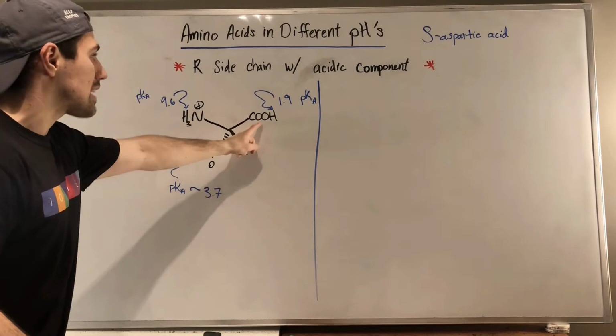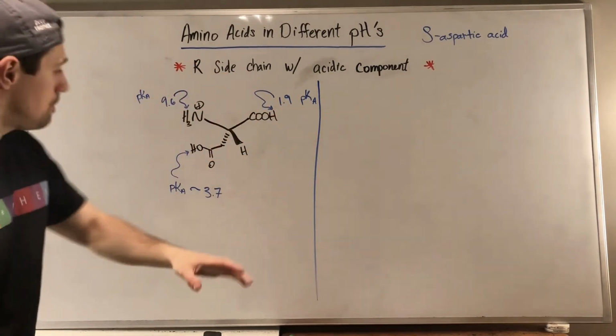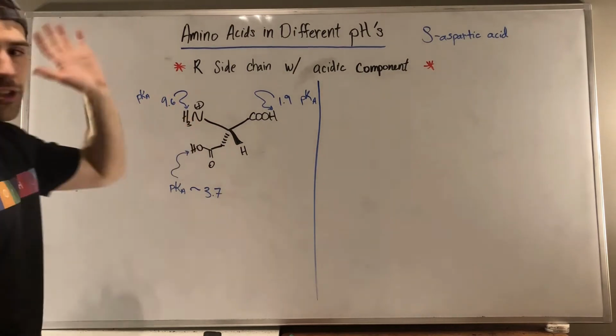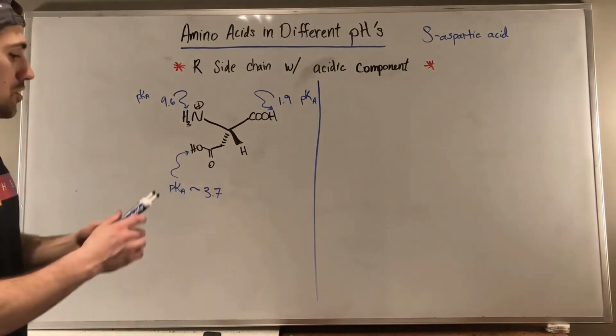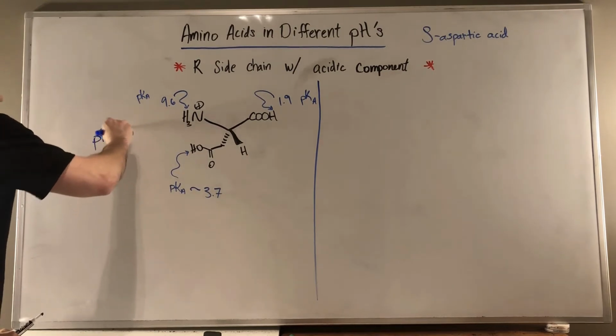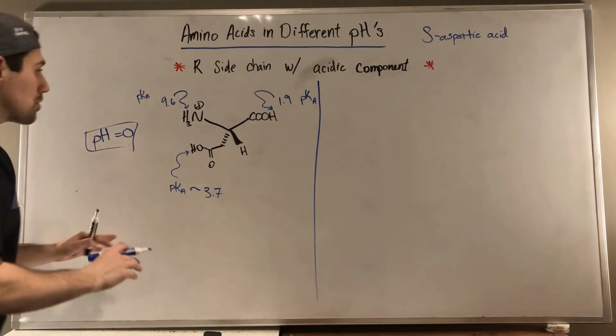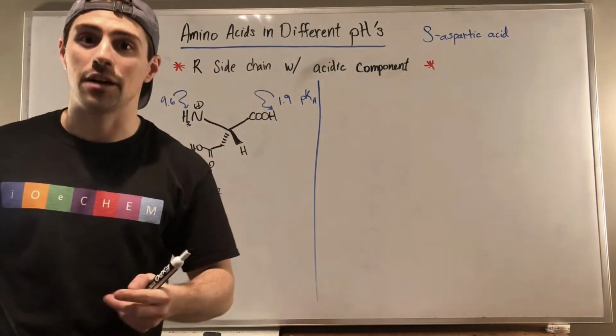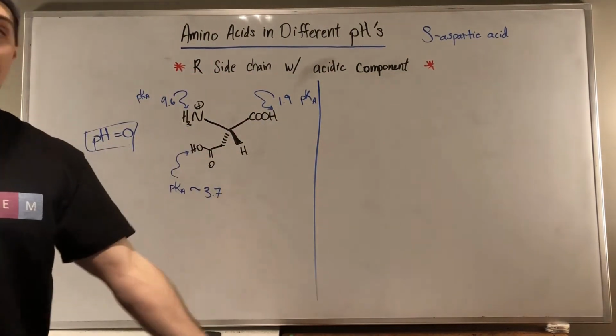We have this carboxylic acid with a low pKa, it's protonated, and we have this carboxylic acid, it's protonated, and we have our NH3, which is protonated, right? Okay? So let's just say this was pH 0. We're super acidic. No one here is the strongest acid, right? Something else in our environment is much more acidic and has protonated everything.